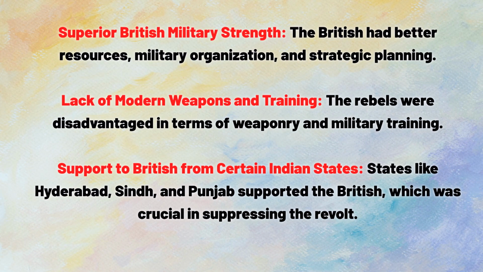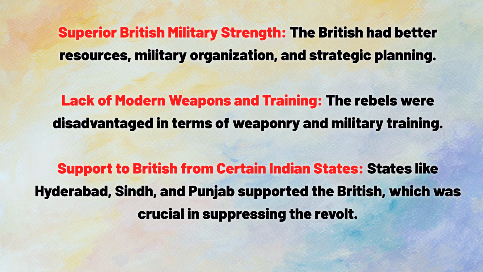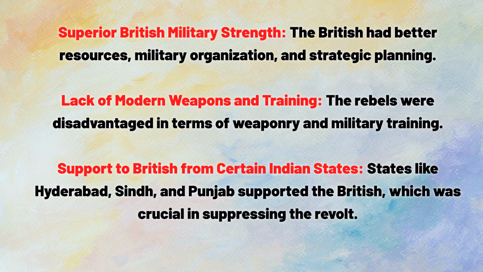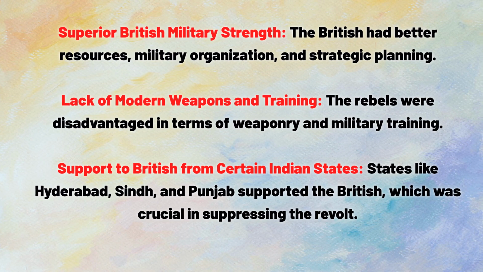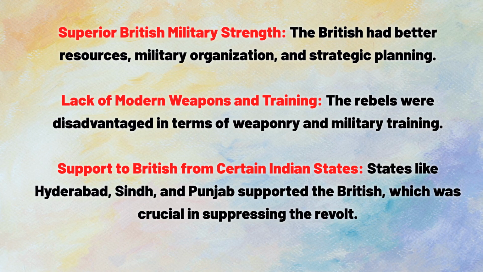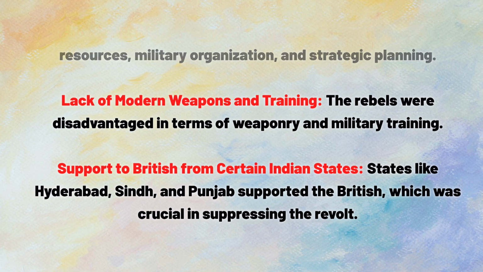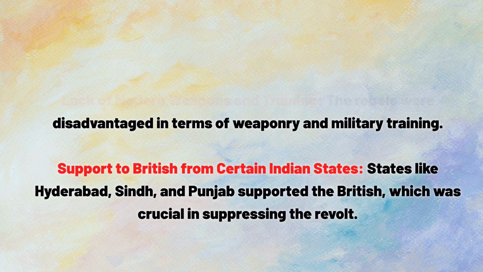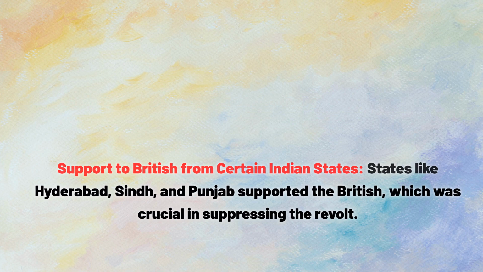Superior British military strength: the British had better resources, military organization, and strategic planning. Lack of modern weapons and training: the rebels were disadvantaged in terms of weaponry and military training. Support to the British from certain Indian states: states like Hyderabad, Sindh, and Punjab supported the British, which was crucial in suppressing the revolt.